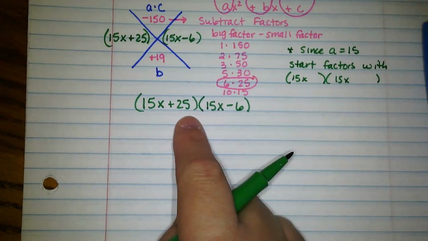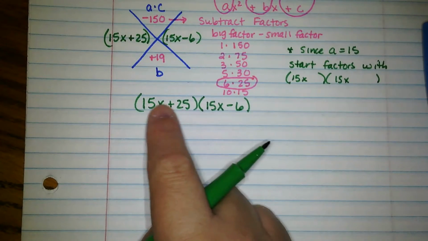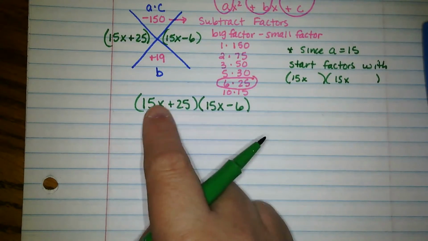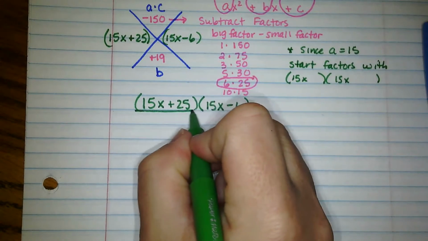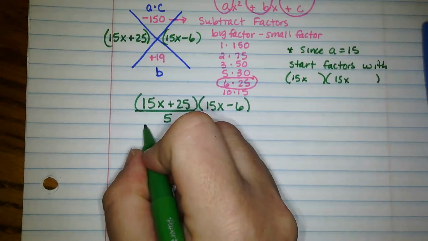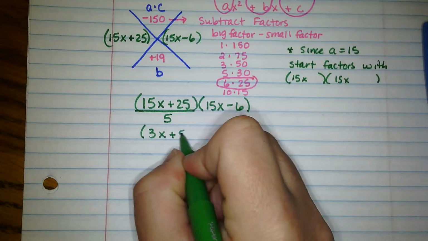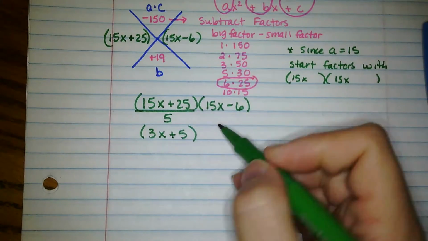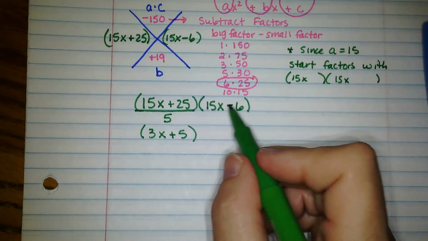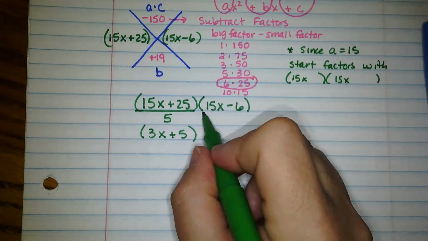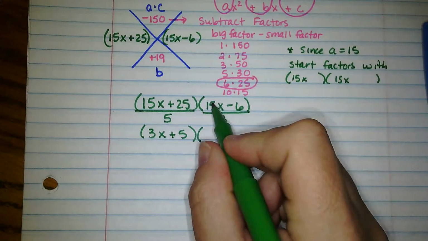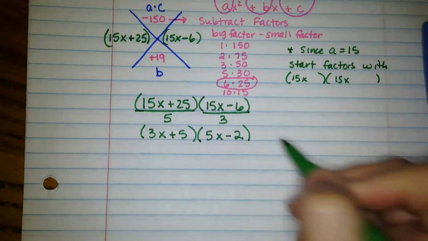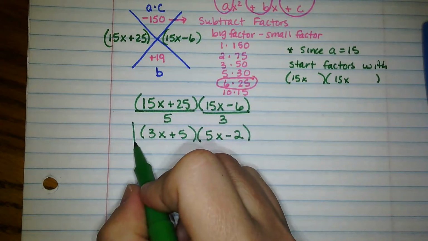Now, this is a really important example because in this first parenthesis, I can divide each of those things by 5. 5 goes into both of those. So we're going to make a big division of 5. And when I do that, I'm going to get 3x plus 5. 15 divided by 5 is 3. 25 divided by 5 is 5. And this one, I can divide each of these by 3. When I do that, 15x divided by 3 is 5x, and 6 divided by 3 is 2. This is my final answer.